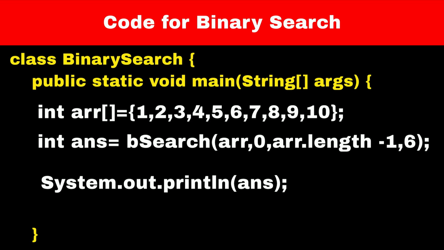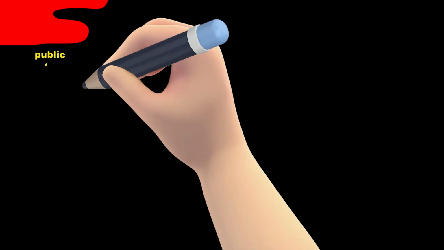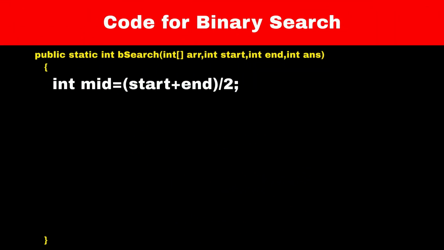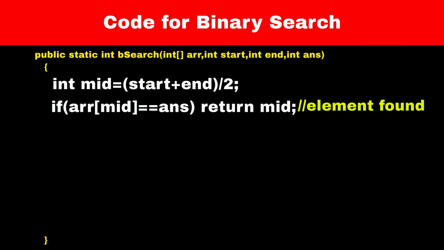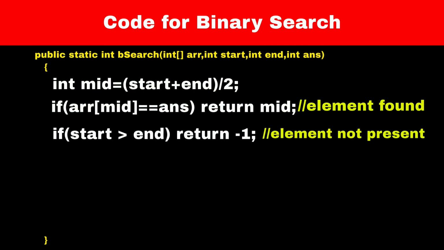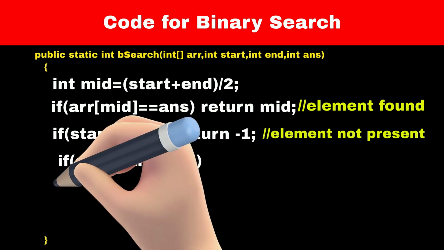Now let's define a function. First we have to find mid, which is start plus end by 2. Now we will check if mid is answer or not. If mid is answer, then we will return a mid, which is index of our answer. Now if start is greater than end, means the element is not present in our array, so we will return -1 as an answer.